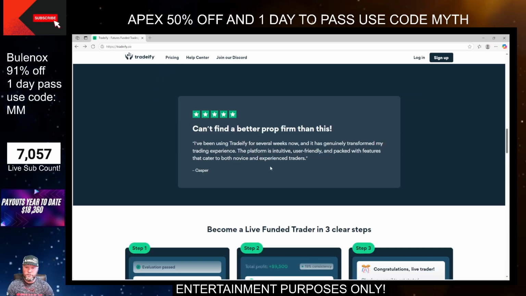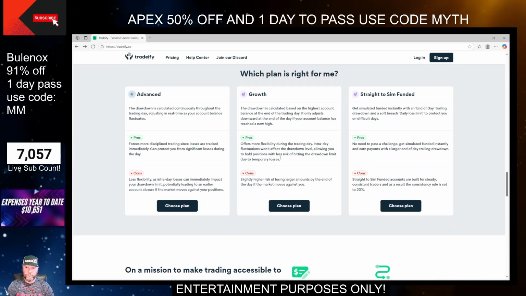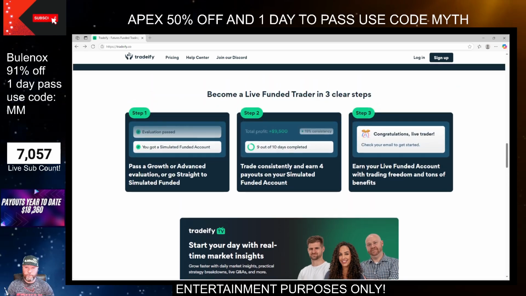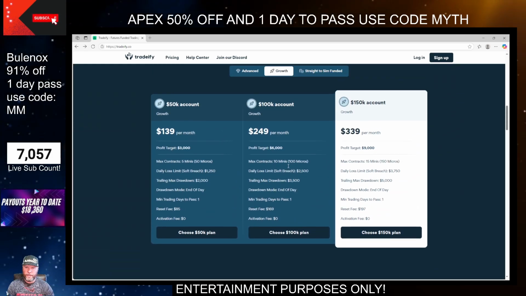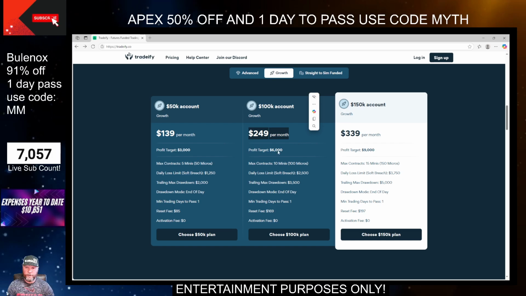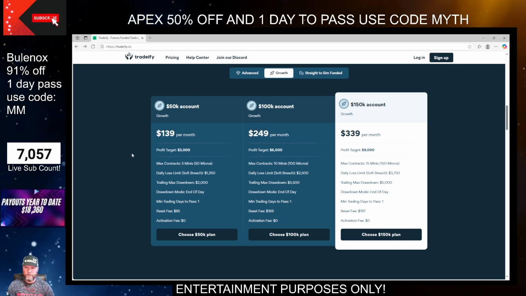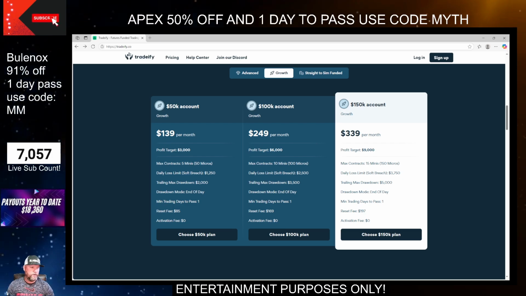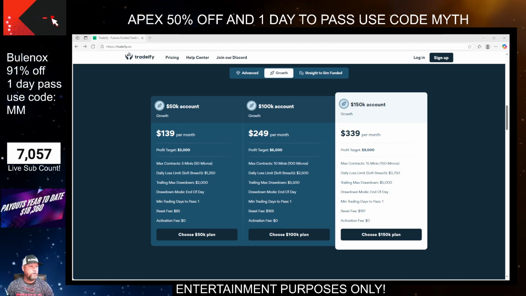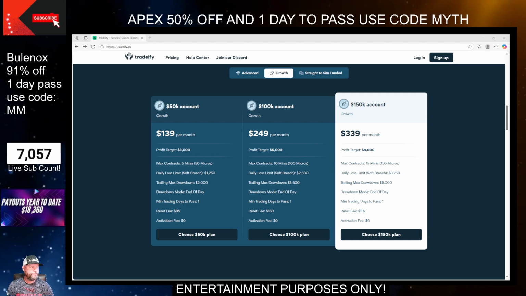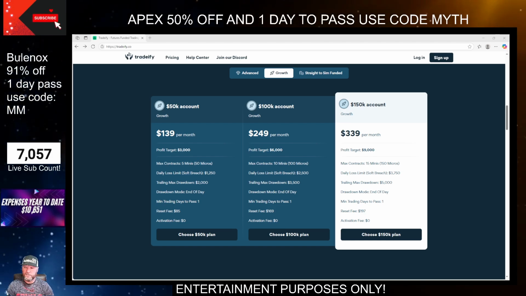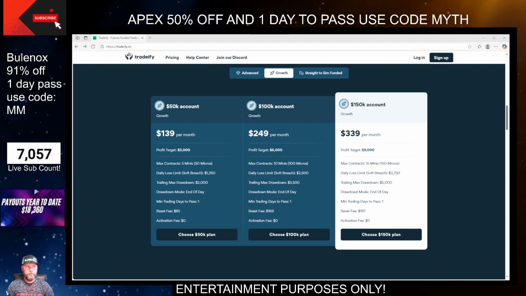The growth accounts are end of day drawdown. They're no longer intraday. However, they do not have an activation fee. You can see the upfront cost is slightly higher. I personally am trading the 50K account with the 35% off. I don't know what the exact cost would be there. I guess we could see what it would be. What is 139? So with the 35% off, you basically save 50 bucks. So it's about $90 all in, which is very cheap.